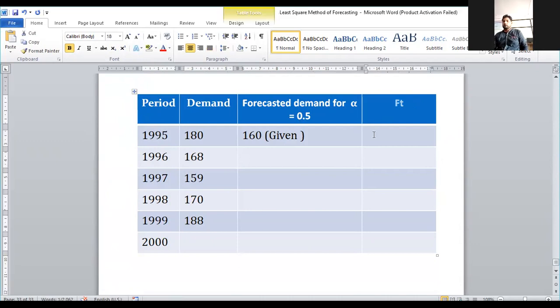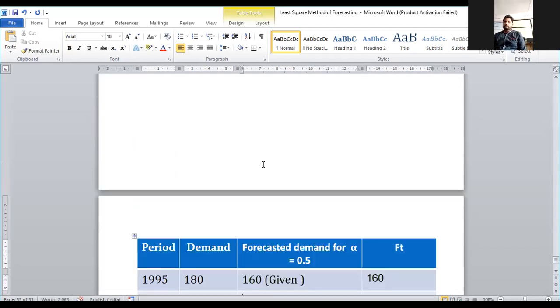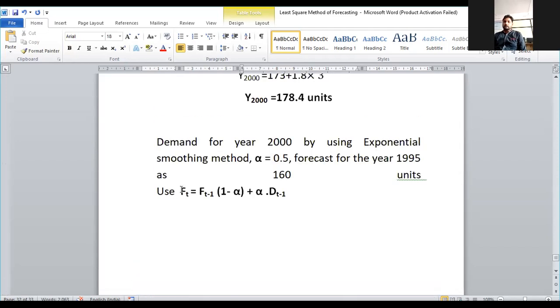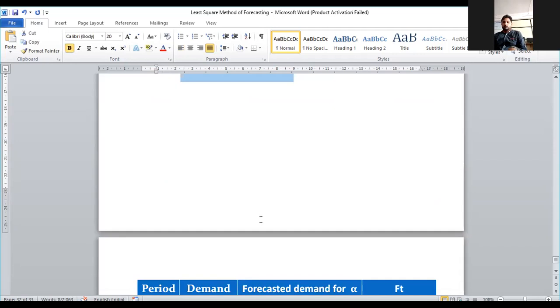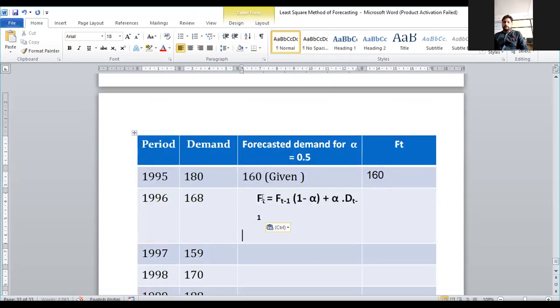The demands and the period are given data. Also the forecasted demand for 1995 is given data. So for period 1995, demand is 180 and the forecasted demand for alpha 0.5 is 160 units. So f of t, we can say here directly. I have segregated this and I will do the calculation over here only. I will take this formula and paste it over here.